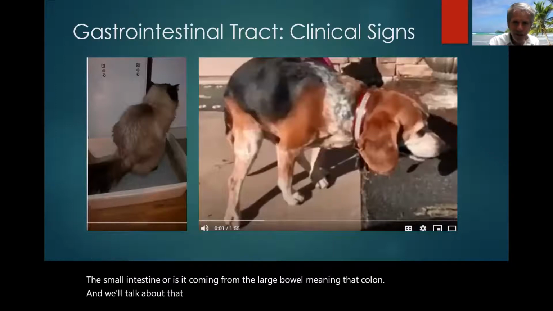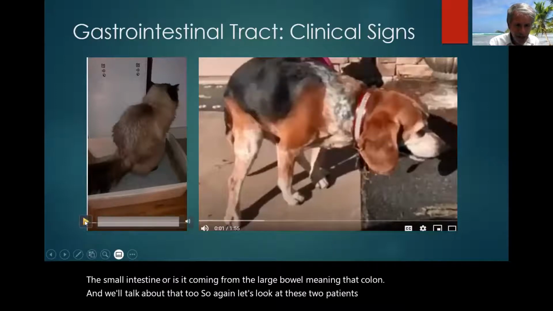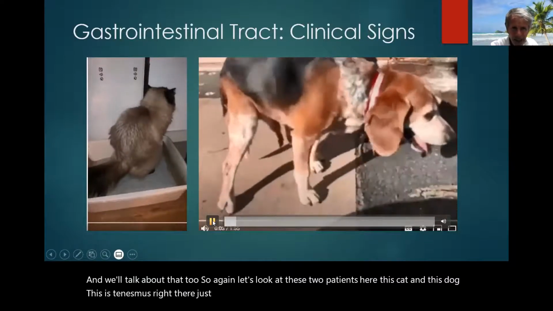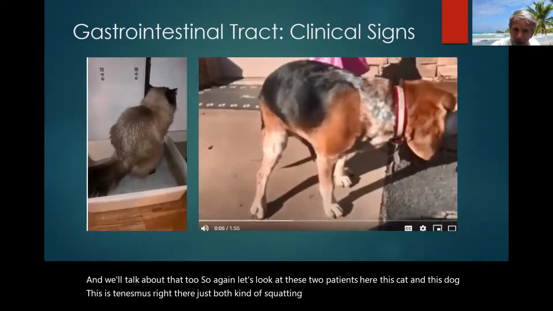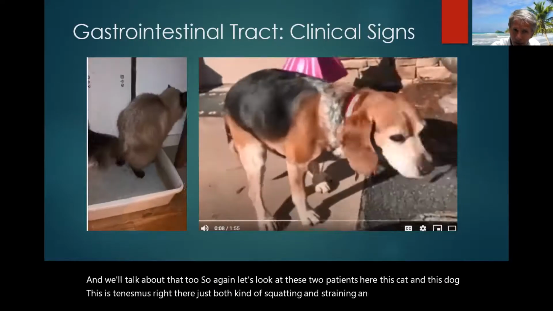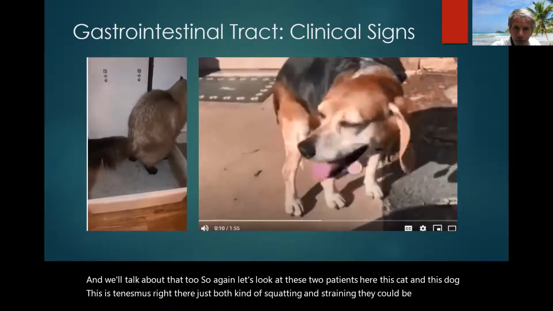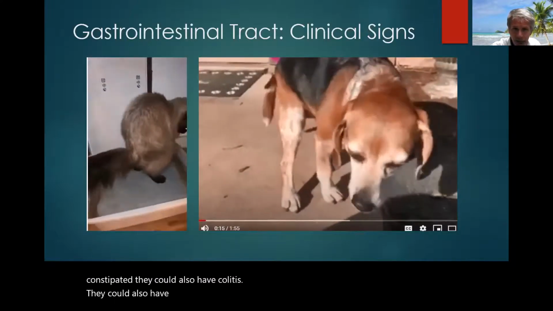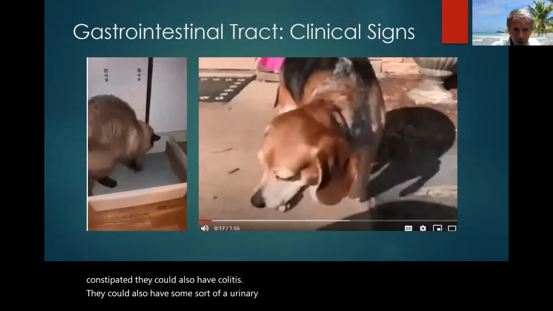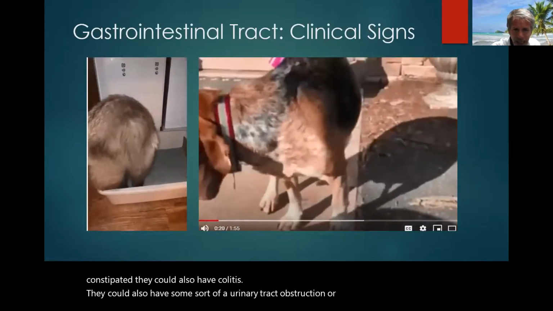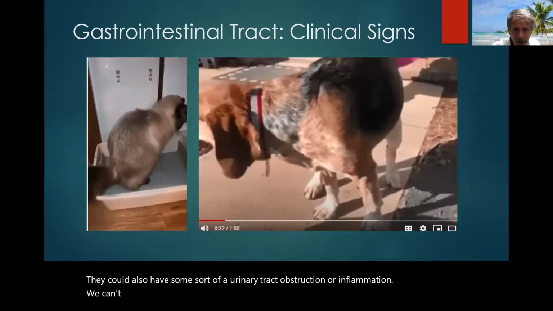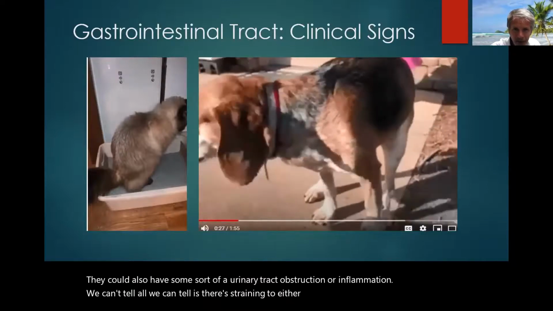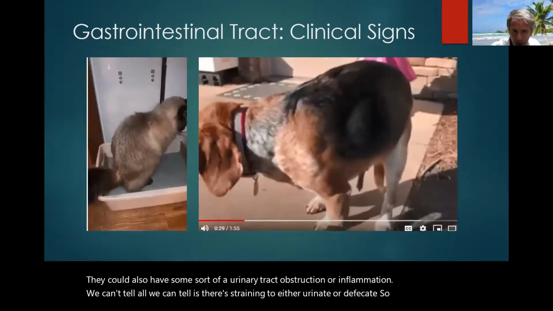So again, let's look at these two patients here. This cat and this dog, this is tenesmus, right? They're just both kind of squatting and straining. And they could be constipated. They could also have colitis. They could also have some sort of a urinary tract obstruction or inflammation. We can't tell. All we can tell is they're straining to either urinate or defecate. So this is what tenesmus can look like.